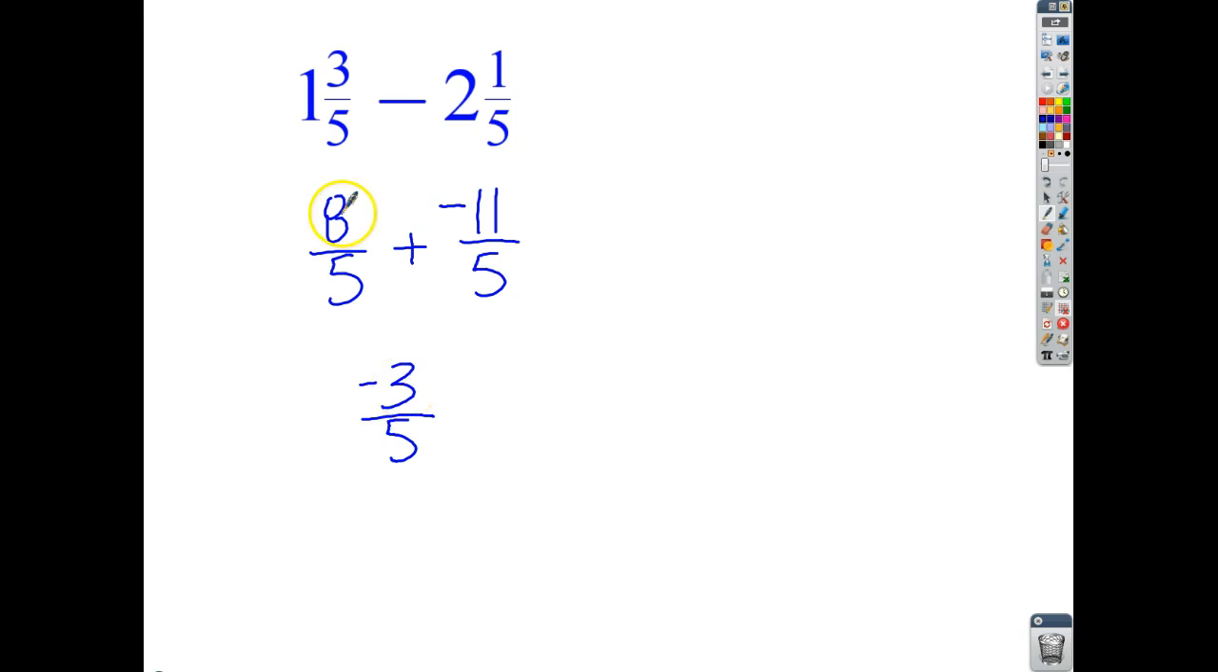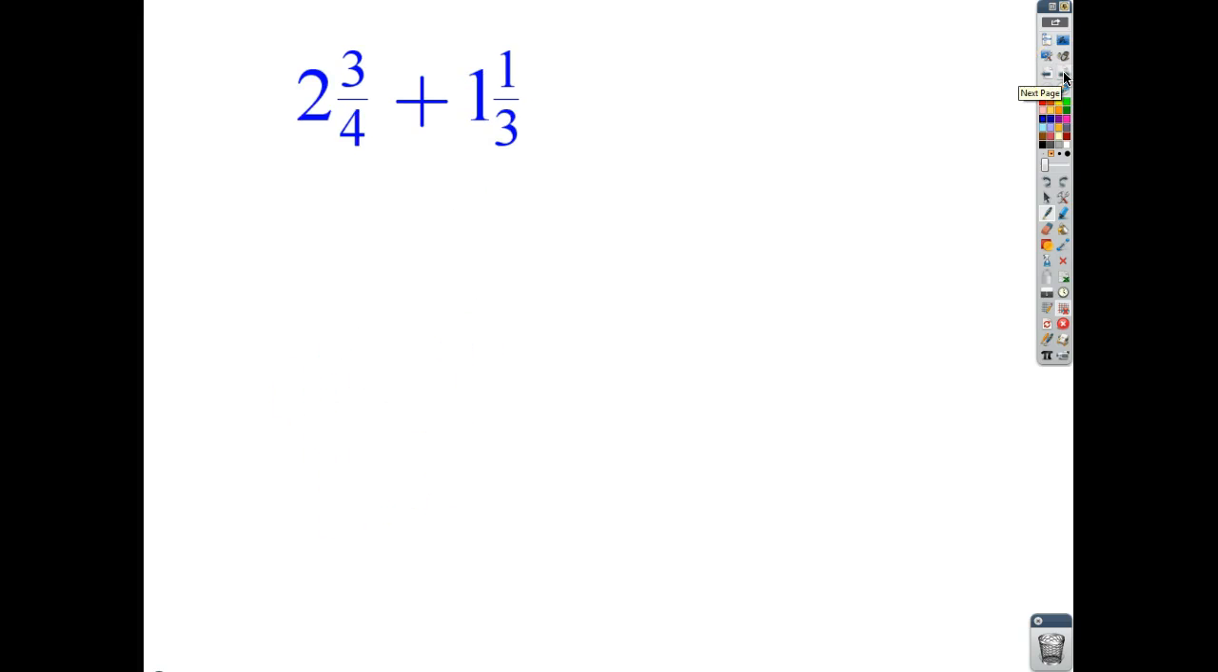One last way of doing it is, let's say you're playing a game, you score 8, the other team scores 11, you're going to be down 3 points, okay? So your answer here, 3 fifths. All right, let's take a look at another one.